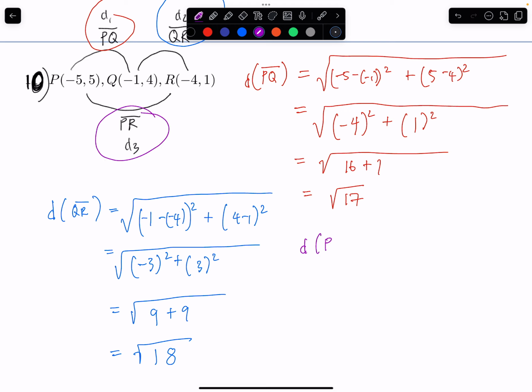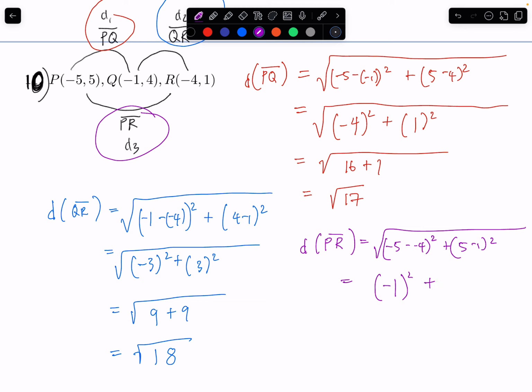Now last one is PR, which we'll do in purple here. So the distance of this line segment PR is the same old thing all again. It's going to be -5 minus -4 quantity squared plus 5 minus 1 quantity squared. So -5 minus -4, that's going to be -5 plus 4, which is -1 squared. And 5 minus 1 is 4, quantity squared. Got the square root of that thing. So I end up with 1 plus 16, that whole thing square rooted. And then I have the square root of 17. Square root of 17.